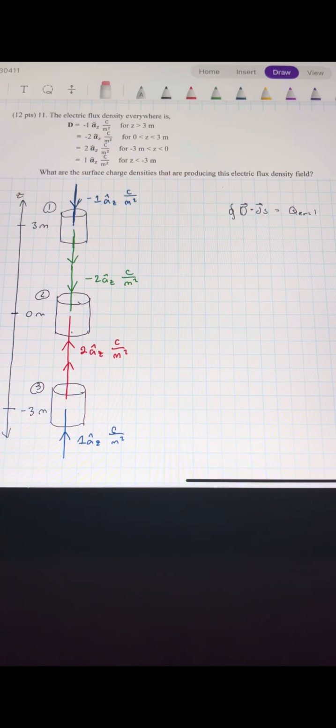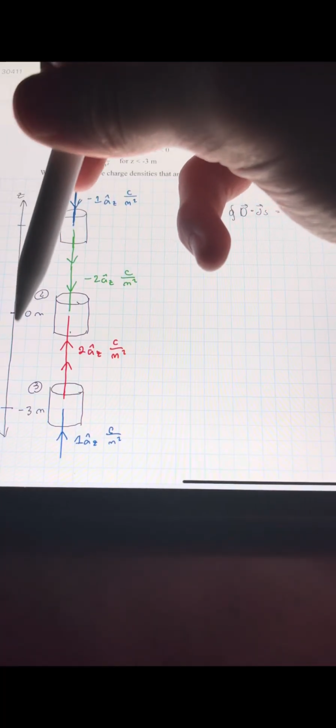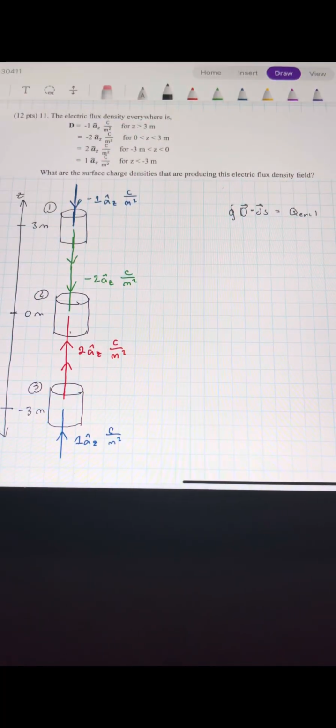And that's because whenever there is a change in the normal component of D, that change corresponds to free surface charge density. So you can make a diagram to help visualize this problem better. You can start by drawing the z-axis and marking the planes at z equals 3, z equals 0, and z equals -3. These are the boundaries where D changes.